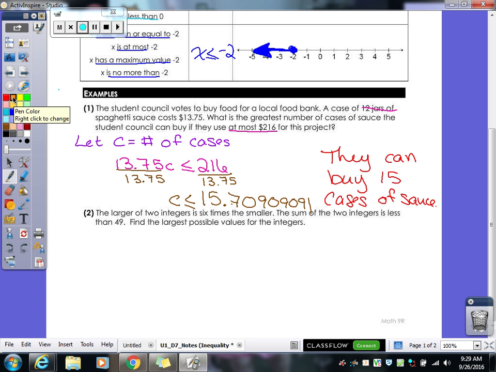All right, our second one. The larger of two integers is 6 times the smaller. The sum of the two integers is less than 49. Find the largest possible values for the integers. Okay, how many integers do we have again? 2. So we have 2 let statements. We always have one of them that's just an x, and it says the larger of two integers is 6 times the smaller. Smaller is mentioned last. There's your x. So let x equal smaller number.